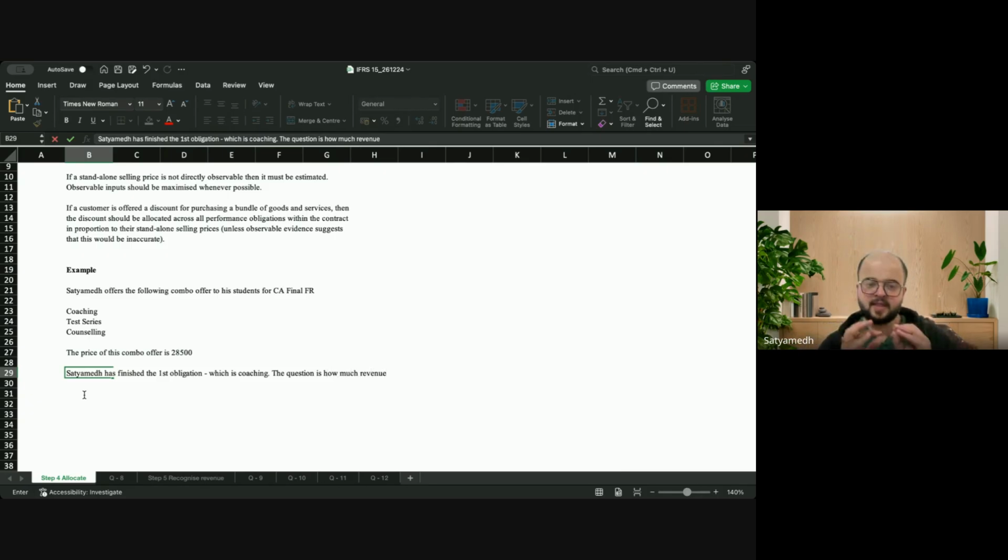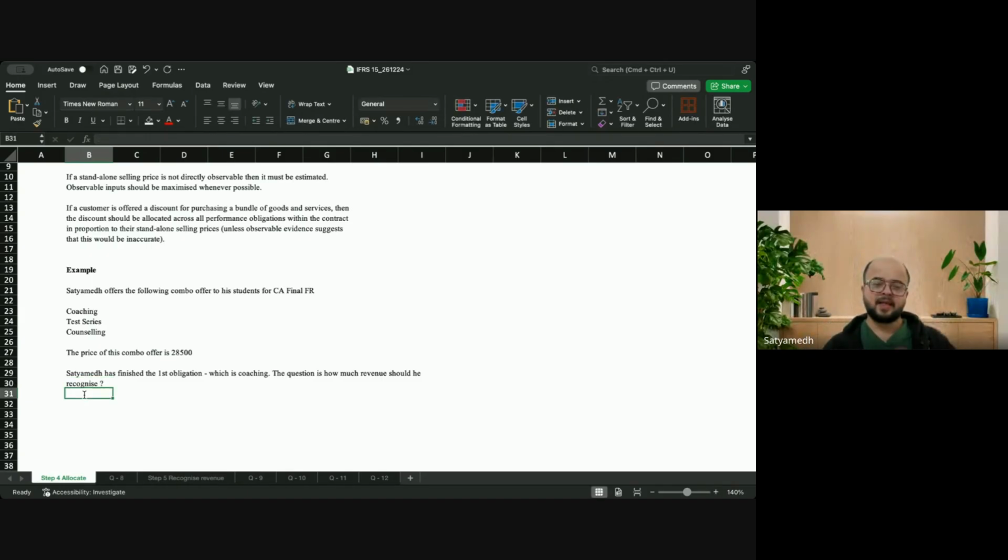We'll start with a simple example, then we'll add more and more complications to it as we move along. How much revenue should he recognize? I'm sure none of you thinks that 28,000 divided by 3 allocated equally. That's not how it works, because all three activities require different amounts of time, different commitment, different effort. So you cannot just club all the three together.